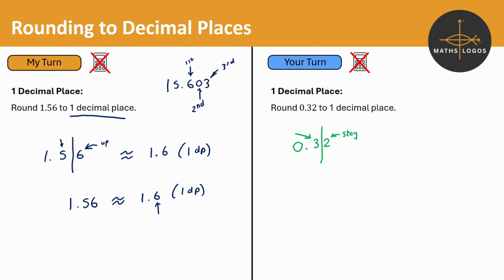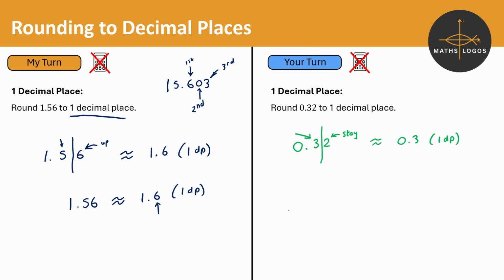Sometimes you might hear it referred to as rounding down, and that's okay, but what I mean by stay is that this digit 3 stays as 3. We don't round it down. It doesn't go down to 2, so to speak. It just stays as 3. Anyway, so 0.32 is approximately equal to 0.3 to one decimal place.